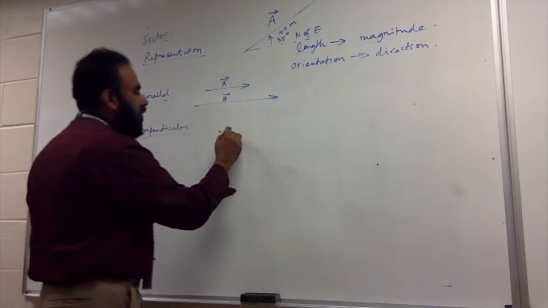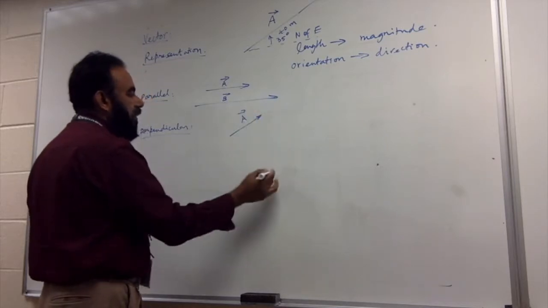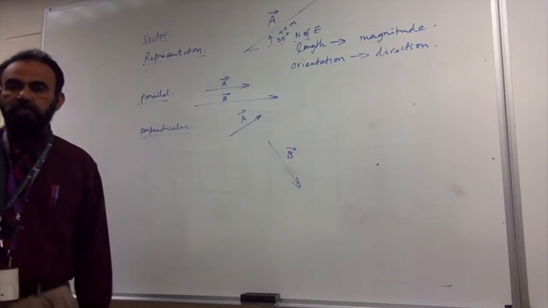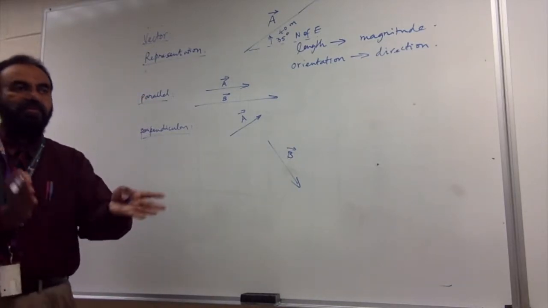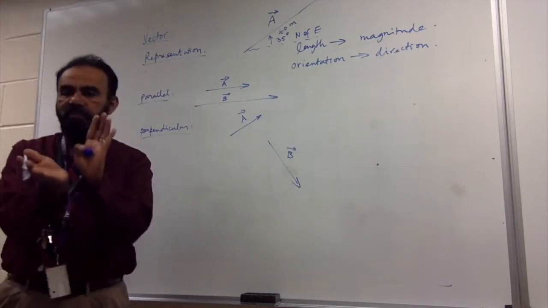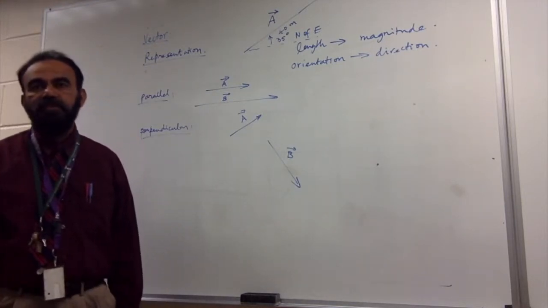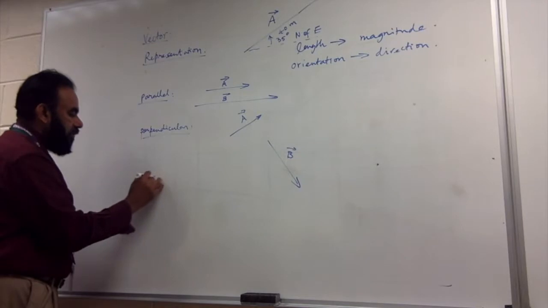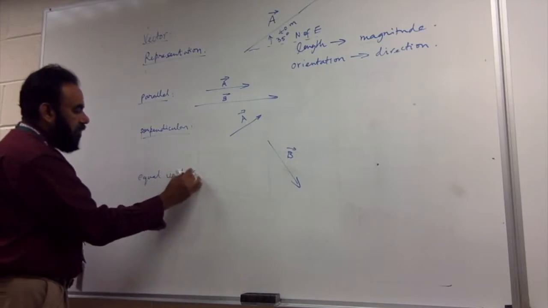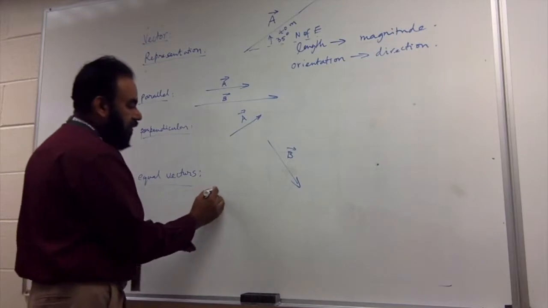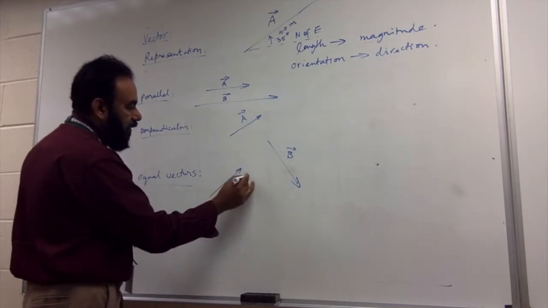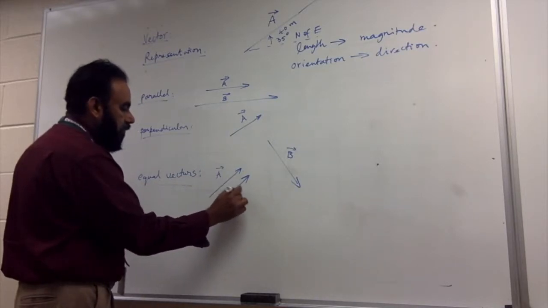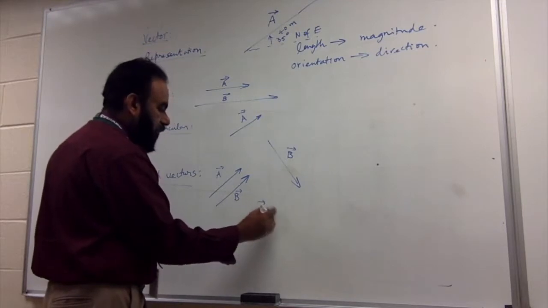Perpendicular vectors simply means it's 90 degrees. So if you have a vector A like that and another vector like that, well, these are perpendicular vectors. So if you're told it's two perpendicular vectors, all you are given is not the magnitude, but the directional part. The angle between them is 90 degrees. That's what is implied. Equal vectors simply means they're both equal in magnitude and direction. So A is equal to B.